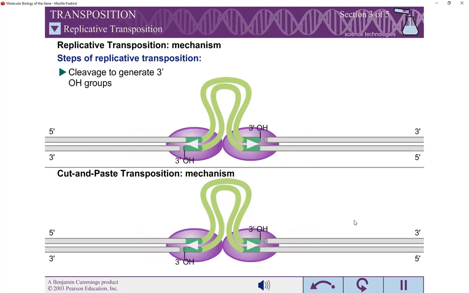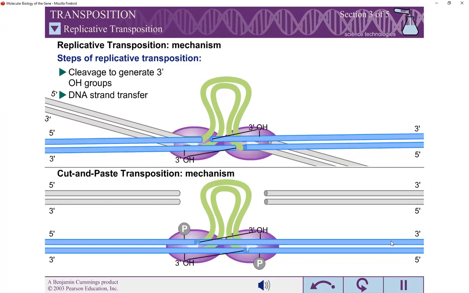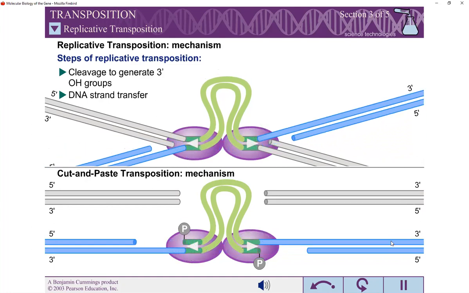Please look. Next, the transposase subunits introduce nicks in the 3' ends of the transposon strands. However, in contrast to cut and paste transposition, the transposon DNA is not excised from its initial location. As in cut and paste transposition, the 3' hydroxyls of the transposon DNA then attack the phosphodiester bonds at the target DNA. However, the 5' ends of the transposon sequence remain joined to the initial flanking DNA.